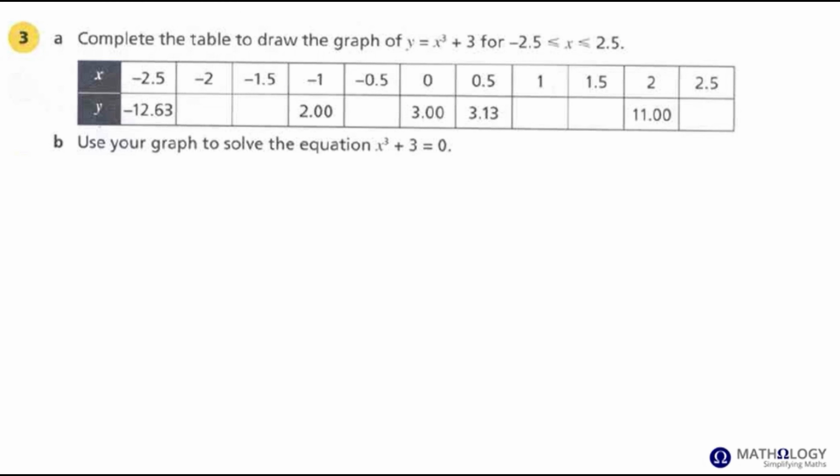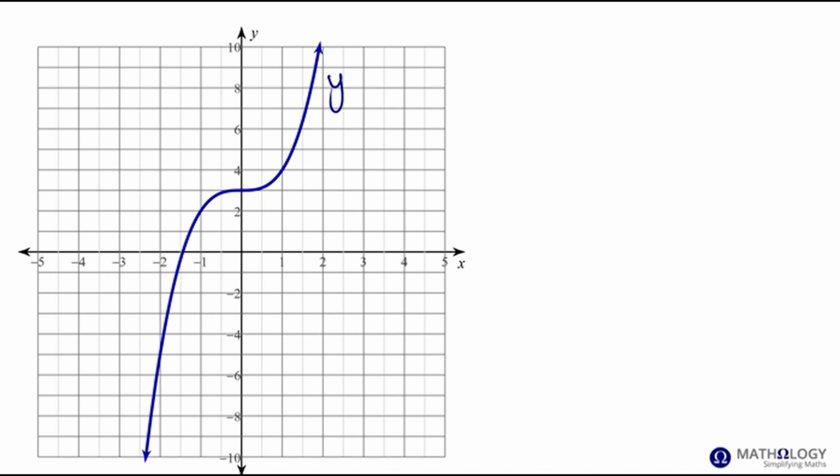Question 3. Again, we're going to take each x value that's been given to us, substitute it into the function y equals x cubed plus 3, find the corresponding y coordinate, plot the points, and draw a smooth curve through them. The function that's been sketched is y equals x cubed plus 3.